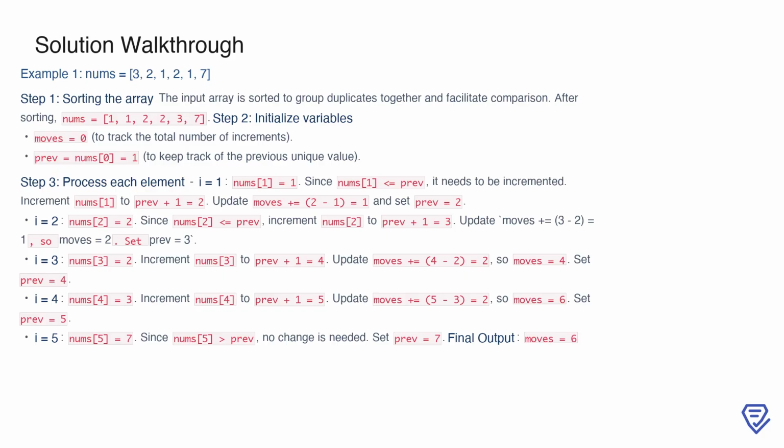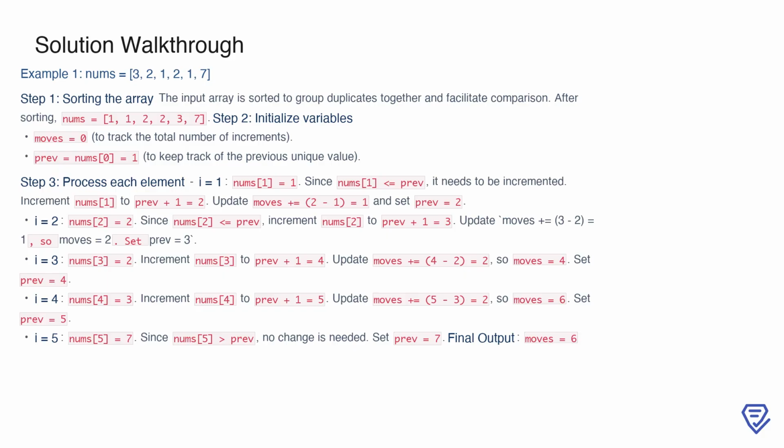Now, as we process each element, we check if the current value is less than or equal to previous. If it is, we increment the current value to make it greater than previous. For example, at index 1, the value is 1, which is equal to previous. We increment it to 2, add the difference of 1 to moves, and update previous to 2.